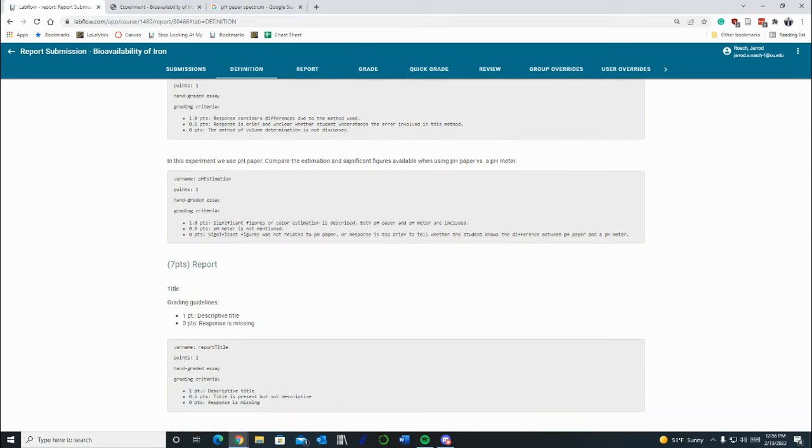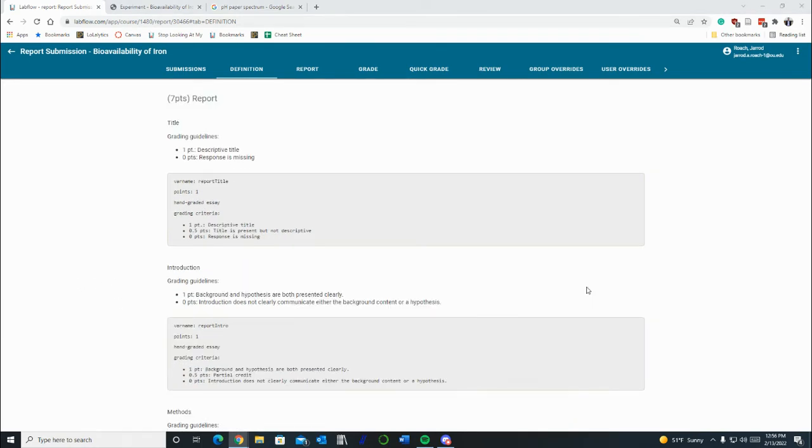So moving on to your report, the first part of your report is just a title. You get a full point if you can give it a descriptive title. "Bioavailability of iron" is a non-acceptable title. That's an easy way to lose half of the points on this question. A descriptive title is one in which I know what the goal of the lab was. So you should be putting in keywords about what you were exploring in the lab.